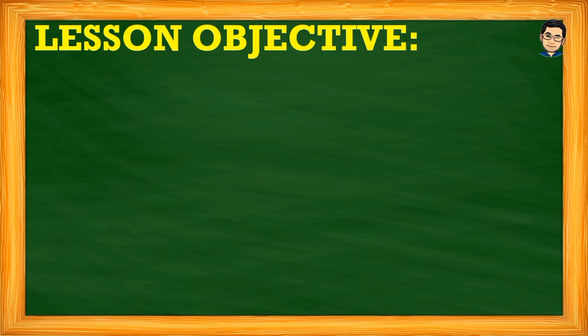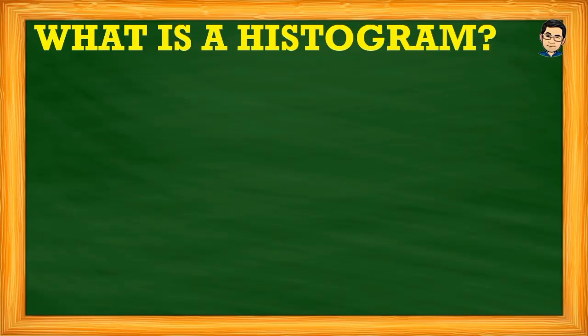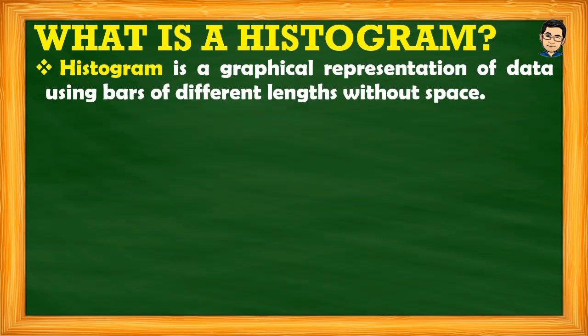So, to start with, let us have our lesson objective. We will represent organized data using a histogram and an ogive. So, let us have the definition of a histogram. So, una muna yung histogram, then ogive. So when we say histogram, this is a graphical representation of data using bars of different lengths without space.